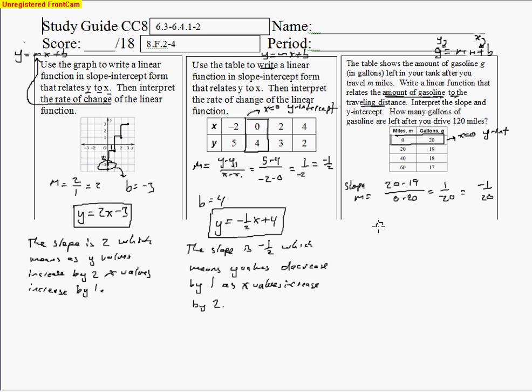So g equals negative 1 over 20 m in place of x plus 20. So the number of gallons equals negative 1/20 times the number of miles plus 20 gallons. And so now I have to interpret the slope and the y-intercept.